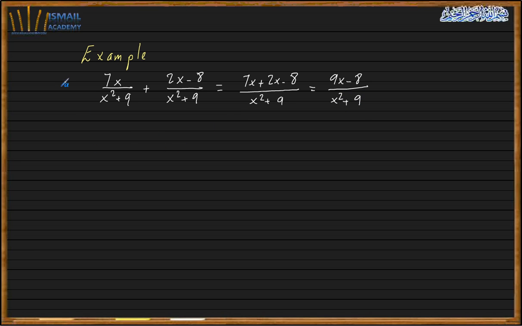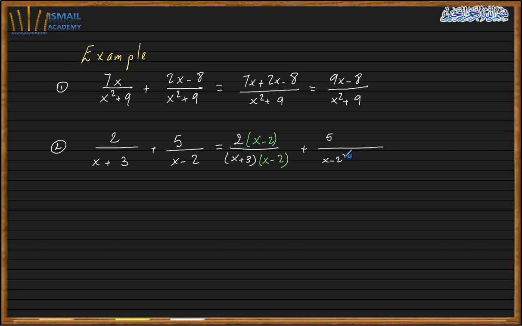This is the first example. Second example, suppose I have 2 over x plus 3 plus 5 over x minus 2, for example. These are unlike denominators, so I'm going to make the same denominator. We have 2 over x plus 3, so to make the same denominator, we multiply by the other denominator, x minus 2. And here we have 5 over x minus 2. What's missing here is x plus 3, so I'm going to multiply here by x plus 3.